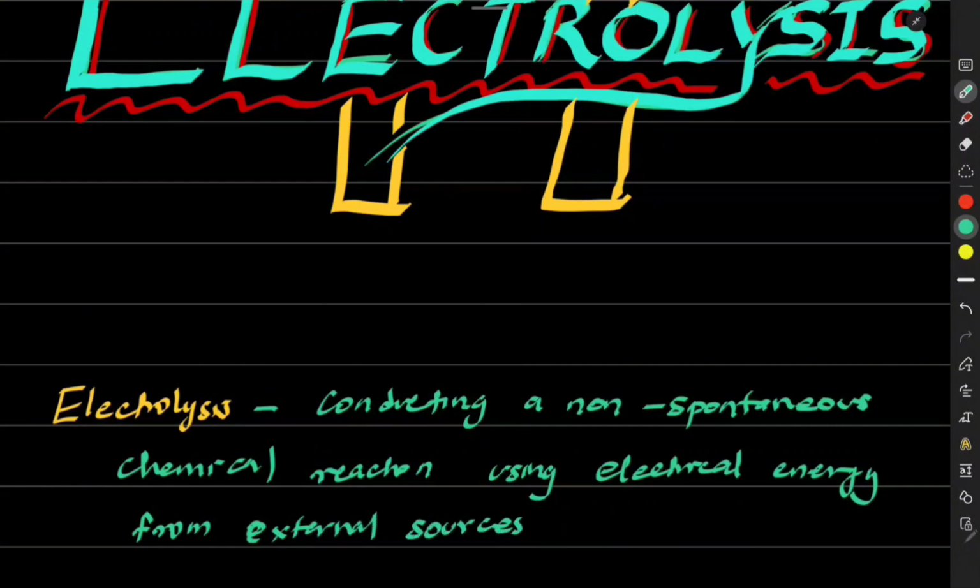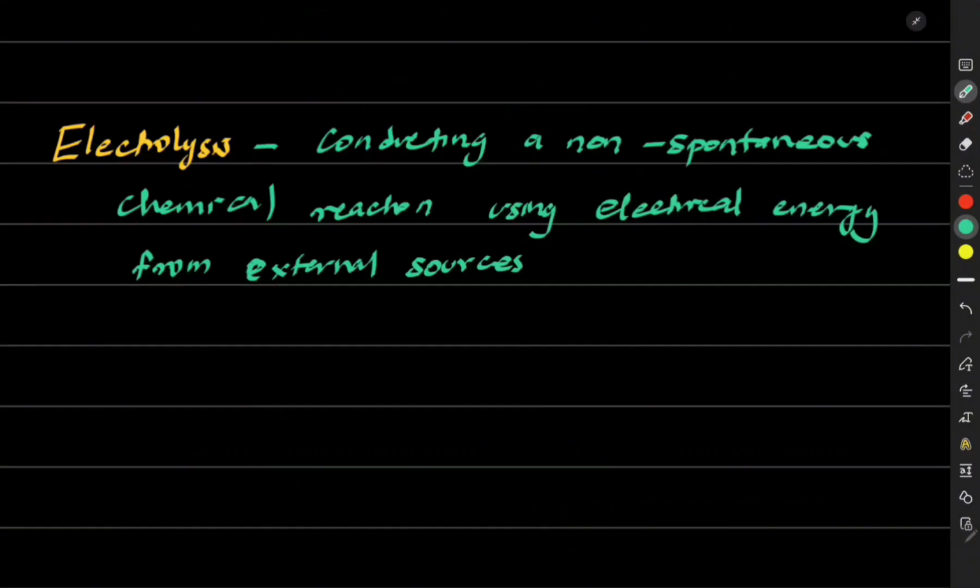is called electrolysis. In electrolysis, the electrode that is connected to the positive terminal of the external source of electricity is the positive electrode, which is the anode, and the electrode which is connected to the negative terminal of the electric source is the negative electrode, which is the cathode.